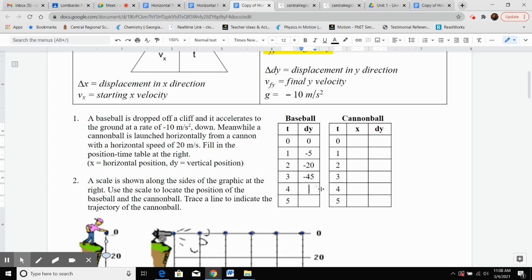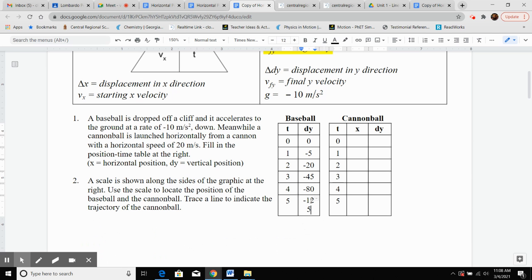Then you would have this one here, 4. So 16 times negative 10, negative 160 divided by 2, negative 80. 5 squared is 25 times negative 10, negative 250. Cut that in half, and you're going to get negative 125.